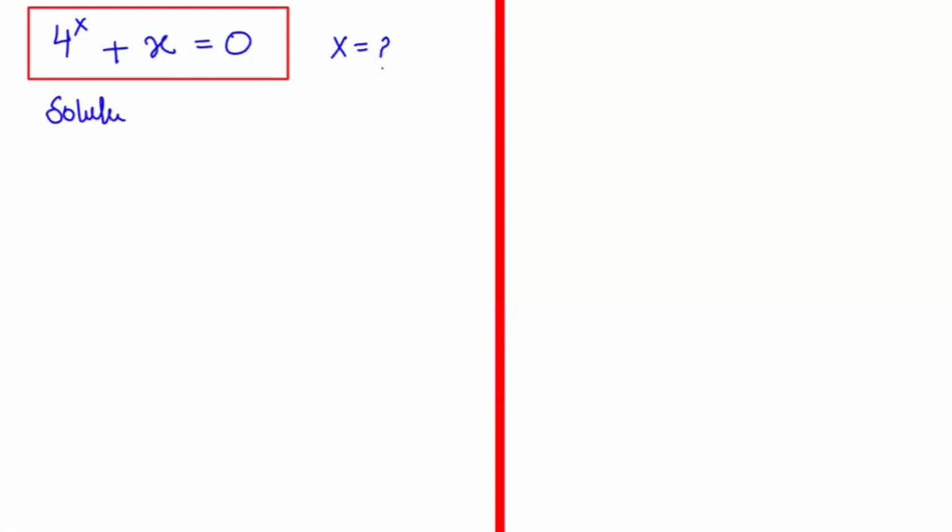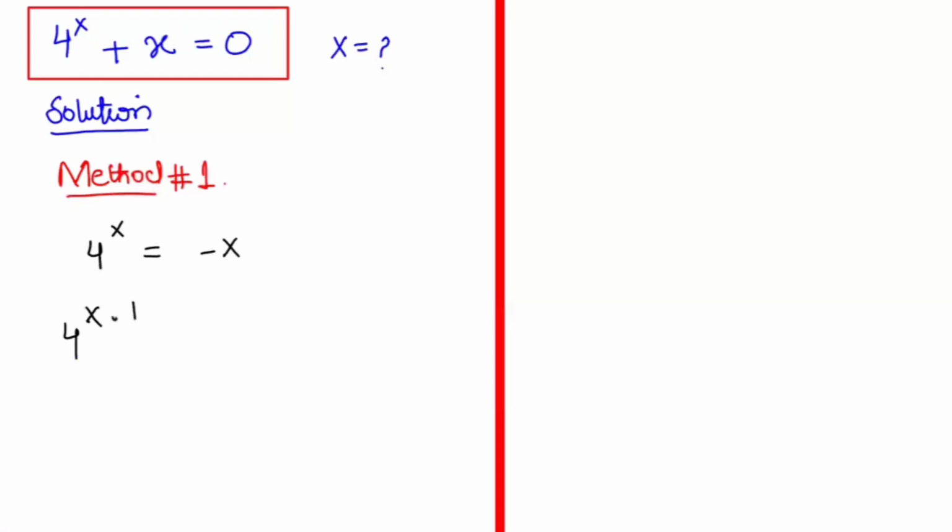I'm going to solve this equation by two different methods. For the first method, the first step I'm going to take is to move this positive x to the right hand side. So 4 to the power of x is equal to negative x. Now I will raise both sides to the power of 1 over x. So 4 to the power of x times 1 over x is equal to negative x raised to the power of 1 over x. Now this and this get cancelled. Here 4 is equal to negative x raised to the power of 1 over x remaining.